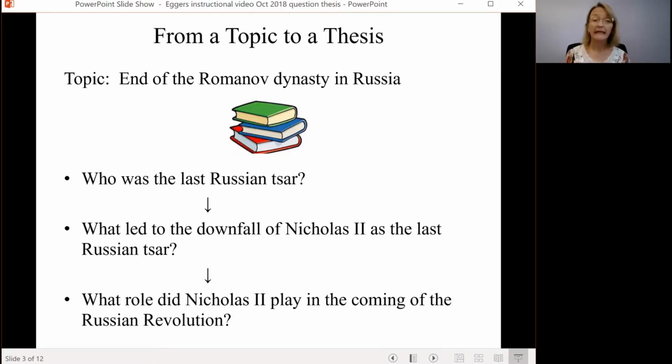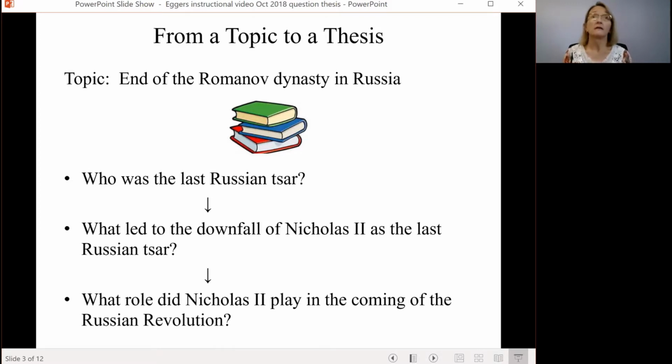So as you keep reading, keep thinking about questions that you have, questions that you would like to know more about. And as you do that, you may begin to see this kind of progression happening. And you may come up with more specific questions. You may come up with more questions that would be analytical, open-ended, and argumentative. And you may end up with a question like the one at the bottom, where you begin to ask what role did Nicholas II play in the coming of the Russian Revolution.